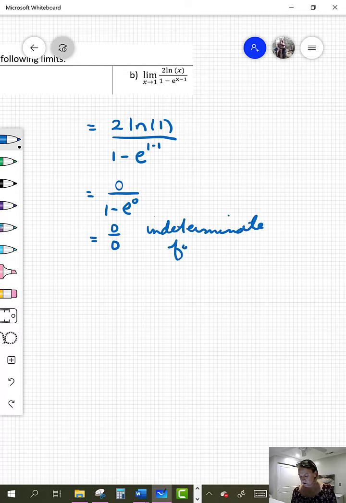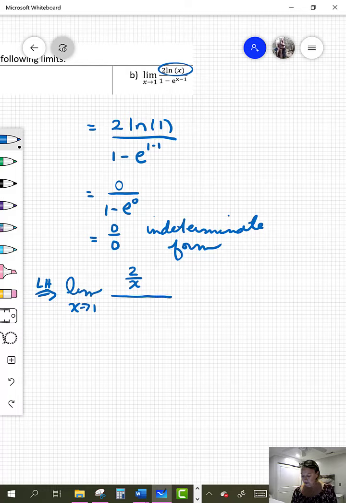And so we're going to use L'Hopital's rule again. So we're going to look at the limit as x is approaching 1 of the derivative of our numerator, 2 times the natural log of x. That's going to be 2 over x, all over the derivative of 1, which is 0, minus the derivative of e to the x minus 1. Well, the derivative of e to the x minus 1 power is just itself, e to the x minus 1, times the derivative of the exponent, and the derivative of x minus 1 is just 1.